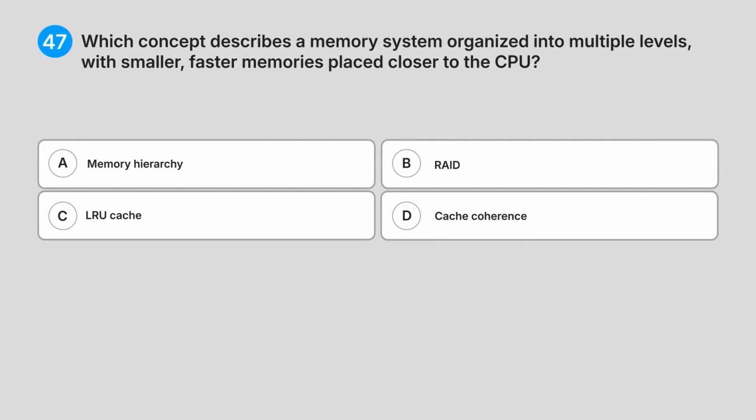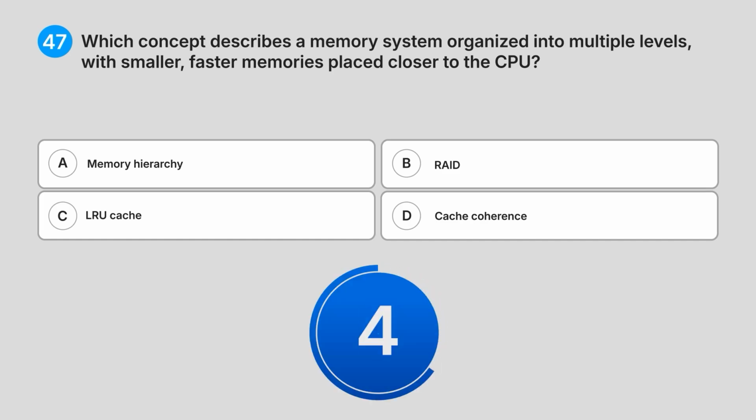47. Which concept describes a memory system organized into multiple levels, with smaller, faster memories placed closer to the CPU? A. Memory hierarchy. B. RAID. C. LRU cache. D. Cache coherence. Do you know the answer?